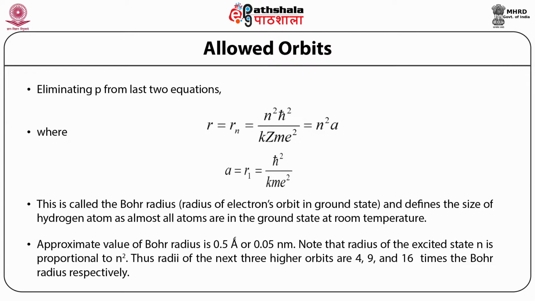So it is important to note from the first of these equations that the radius of an orbit is proportional to n squared. If the radius of the first orbit is a, then the second orbit should be 4a, the radius of the third orbit should be 9a, and then 16a, like that. So these are the allowed radii of electrons in a hydrogen atom, that is, the radius of the electron in the ground state and the various excited states.